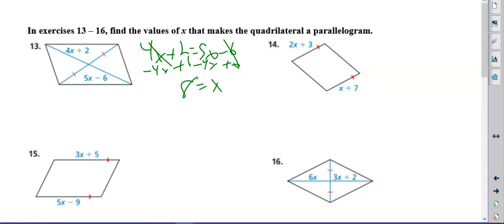Okay, find the values of x that make it a parallelogram. We know these are parallel. If these are equal, it's a parallelogram, so these would have to be set equal to each other to solve this problem. Again, I'm going to get x's on one side, numbers on the other, x equals 4.